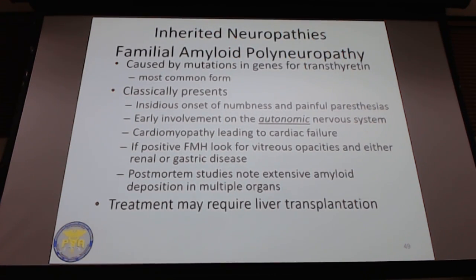All right. Familial amyloid polyneuropathy, right? So this is going to be caused by mutations of genes in transthyretin. It's the most common form. Classically presents with insidious onset, numbness, painful paresthesia, and early involvement of the autonomic nervous system. So remember, what does your autonomic nervous system regulate? Heart rate. We talked about it yesterday. Vitals. Yeah, so what did we say yesterday? Fight or flight? Sympathetic, parasympathetic? Okay, good.